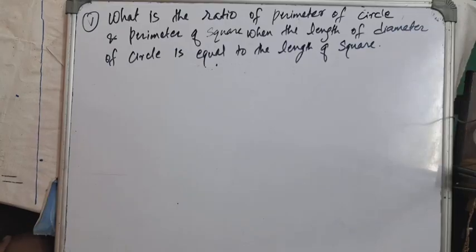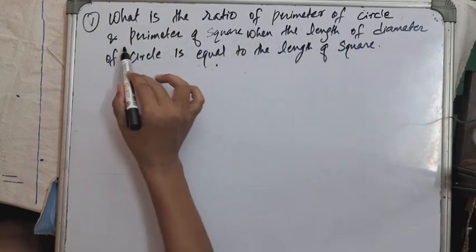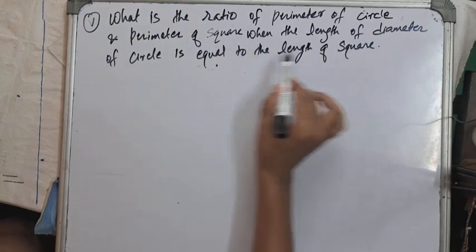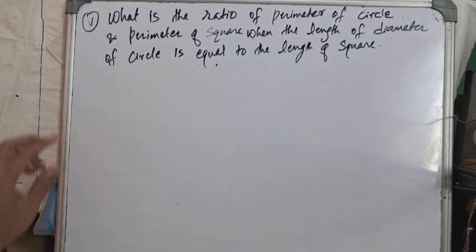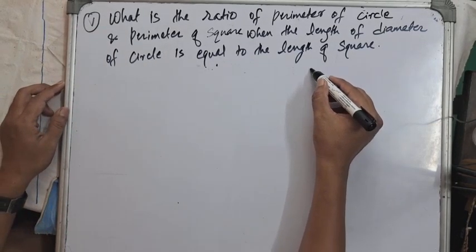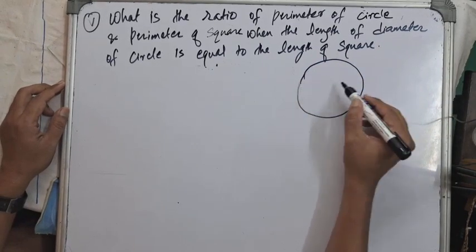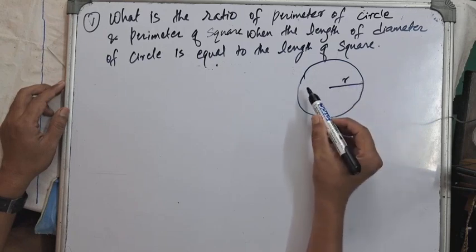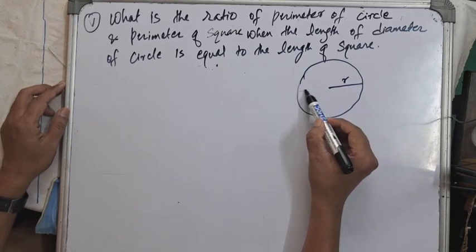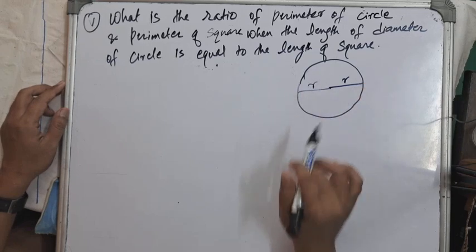Question number 5 of 20. What is the ratio of perimeter of circle and perimeter of square when the length of diameter of circle is equal to the length of square? So let's understand this question. We have a circle here, and let the radius of this circle be r unit. If this is r, then this will also be equal to r unit. So the diameter of the circle is 2r unit.